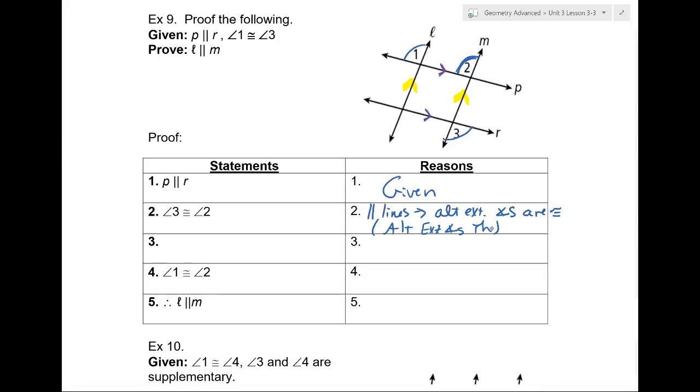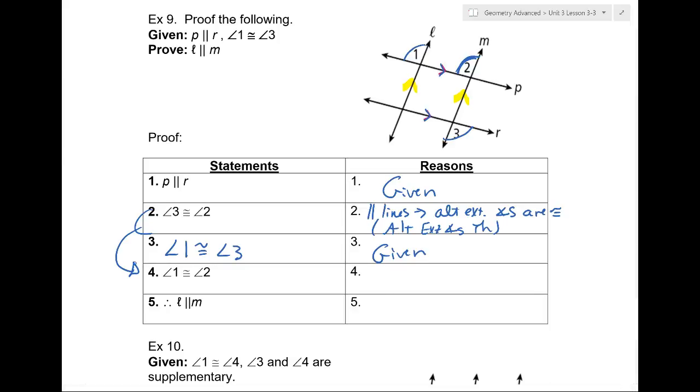Now, again, we're sitting there like, I'm kind of stuck. Great. So when you're stuck, where do you go back to? You go back to your given. So I get angle 1 is congruent to angle 3. And that's my given. Now, guys, look at 2 and 3. Is there any way I can combine those to get 4? Yeah.